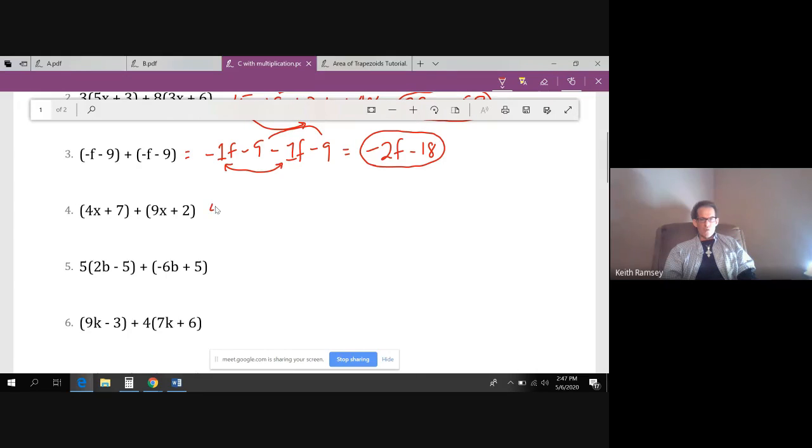So I have 4x plus 7 plus 9x plus 2. So the x's go together. 4 plus 9 is 13x. And numbers that don't have a variable, 7 and 2, go together, which equals 9. And that's all you have to do for that one, 13x plus 9.